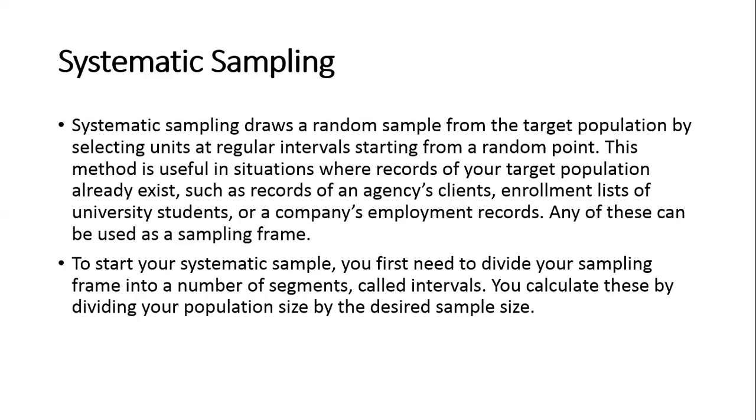Systematic sampling. In this type of sampling, it draws a random sample from a target population by selecting units at regular intervals starting from a random point. This method is useful in situations where a record of the target population already exists, such as a record of an agency's clients, an enrollment list of university students, or a company's employment records. Any of these can be used as a sampling frame.